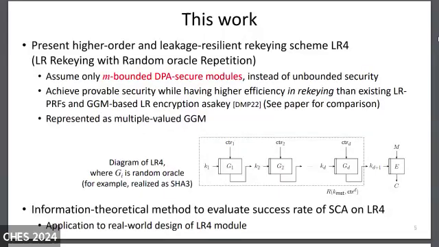So today we present LR4, a higher order and leakage resilient leaking scheme which only assumes unbounded DPA secure modules instead of unbounded security. Our scheme is based on such a serial connection evaluation of independent random oracles, like this figure. This construction achieves provable security with higher efficiency in terms of leaking than the conventional LR cryptography. In addition, for the practical use of LR4, we present an information theoretical evaluation method to evaluate the success rate of SCA on LR4.